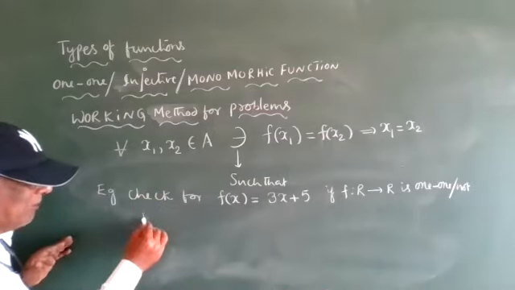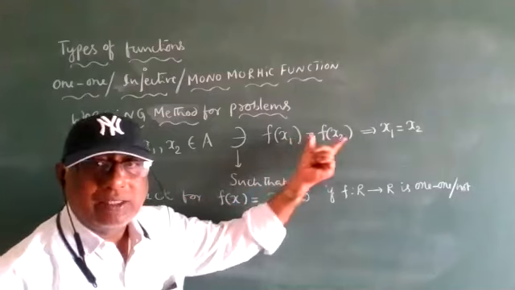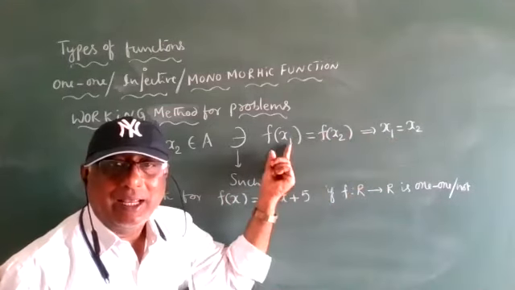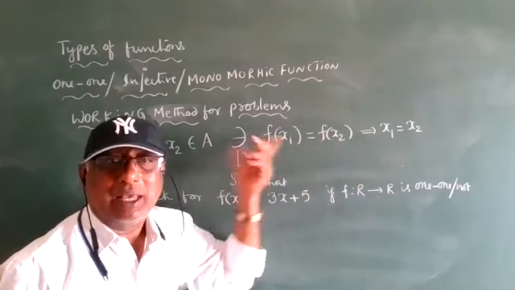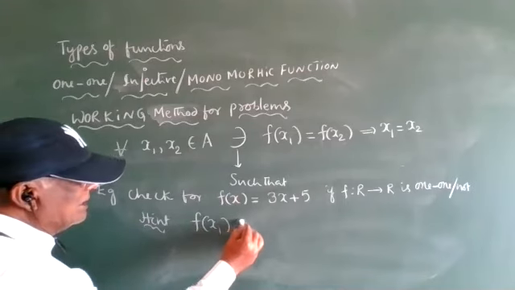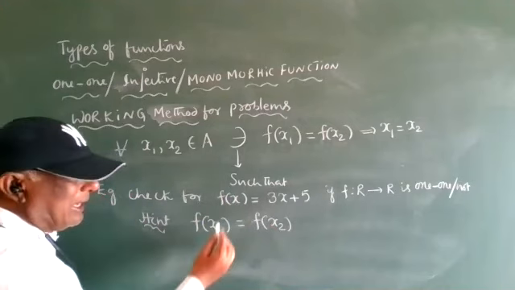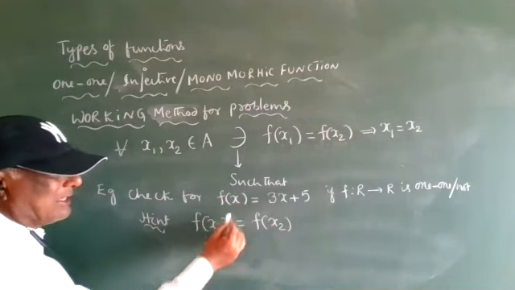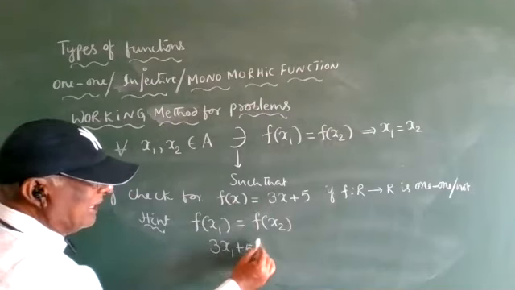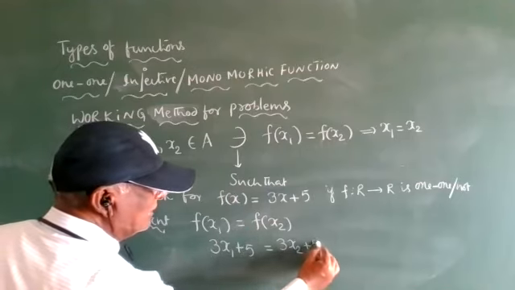I will check. Very simply we can see. What is the working method for the problem? Images are equal. What we get? Elements x1 and x2 are equal. Okay? See, first I will write f of x1 is equal to f of x2. X is replaced with x1: 3x1 plus 5. X replaced with x2: 3x2 plus 5.